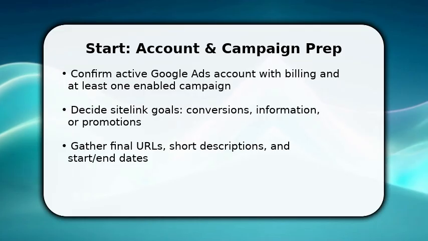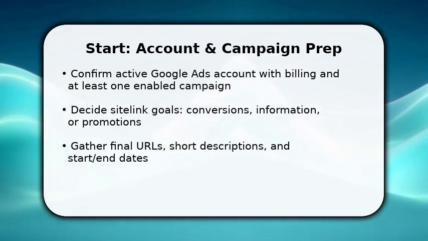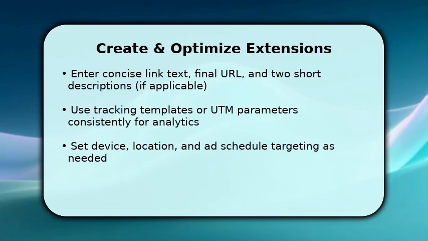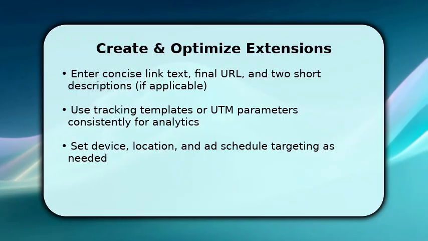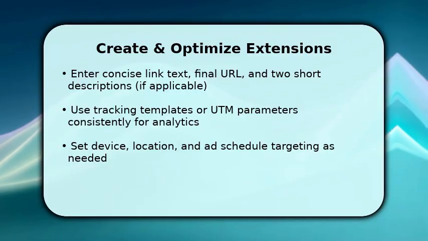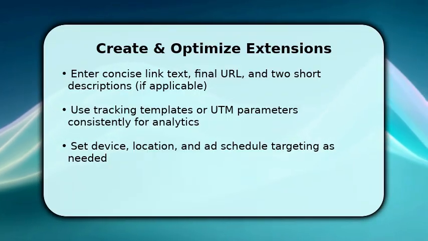Make sure start and end dates match any promotions, because scheduling prevents wasted impressions and accidental overdelivery. Now optimize the site link details for performance. You'll enter link text that's under 25 characters and add descriptive lines that explain what the click delivers. This improves relevance and quality score.